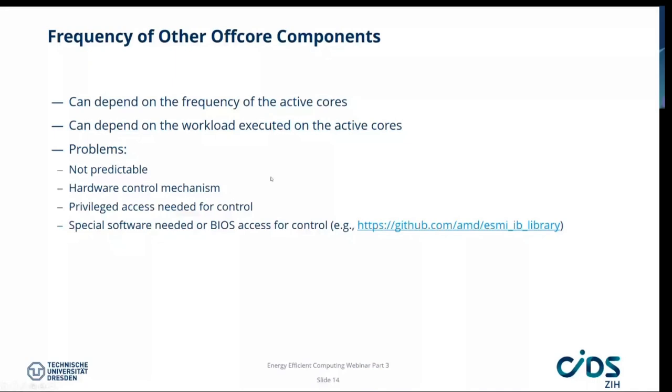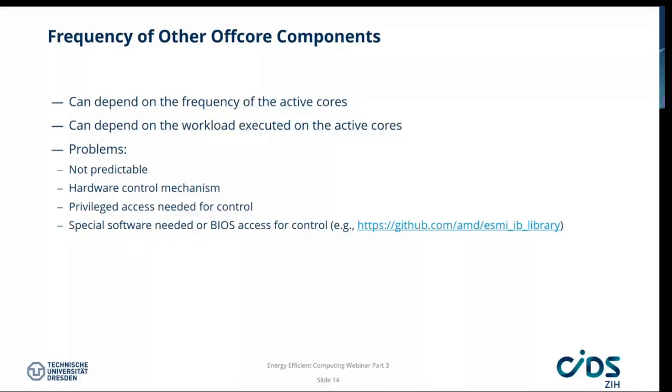These are like the connection between the processors, the DRAM frequencies, and the memory controller frequencies. They can also have some kind of internal mechanisms for changing these at runtime. You will certainly see that you need privileged access for control, and that you need either special software or even access to the BIOS. So that's probably not something that you would want to do during runtime of your program, to just toggle these values.